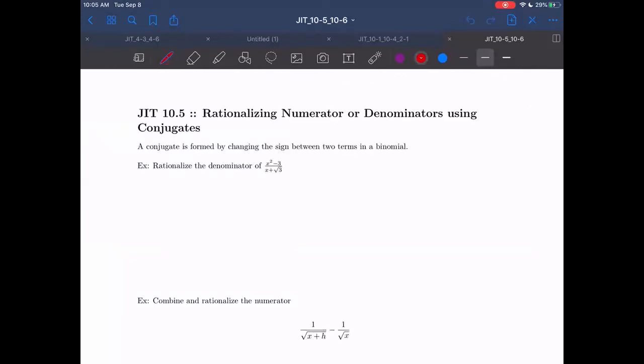All right, everybody. So today we'll talk about Just-in-Time 10.5 and 10.6. So 10.5 is just rationalizing a numerator or denominator using conjugates.